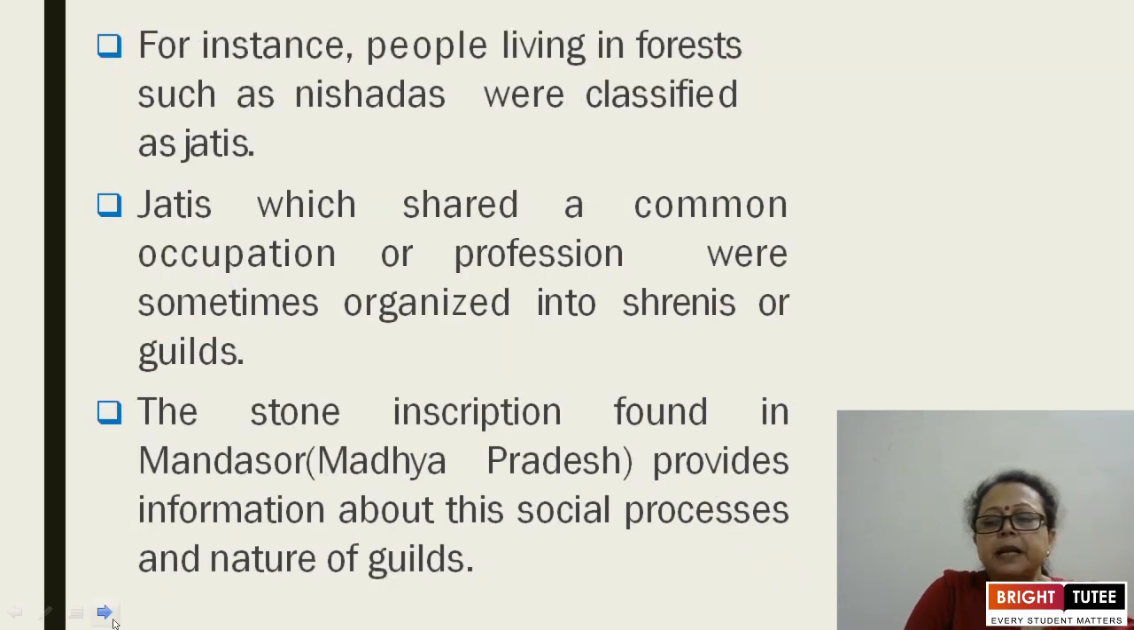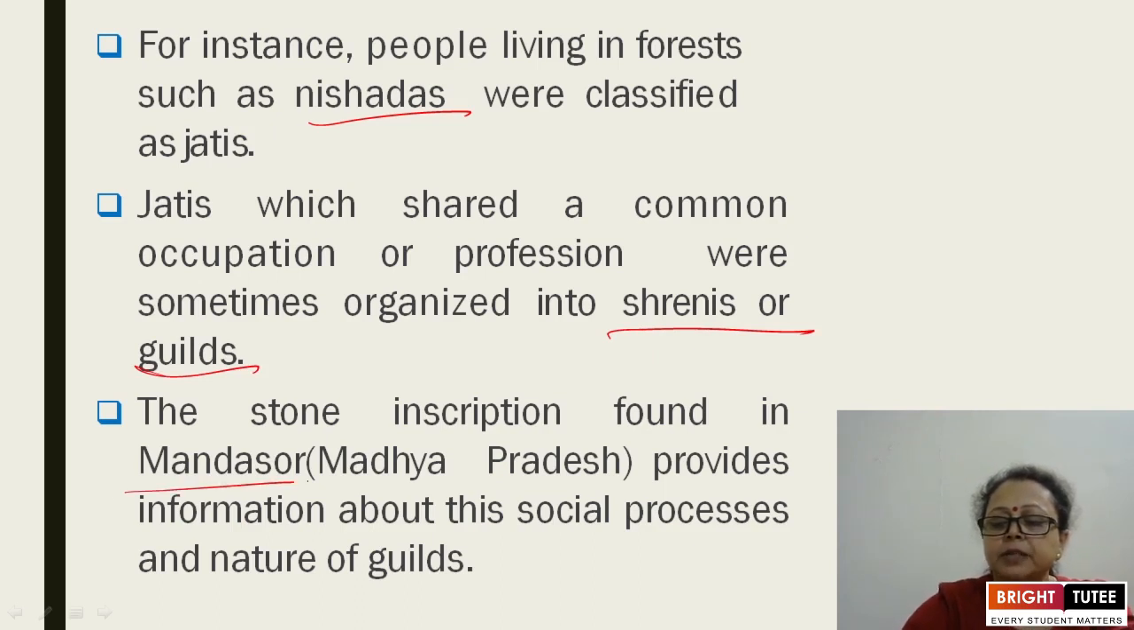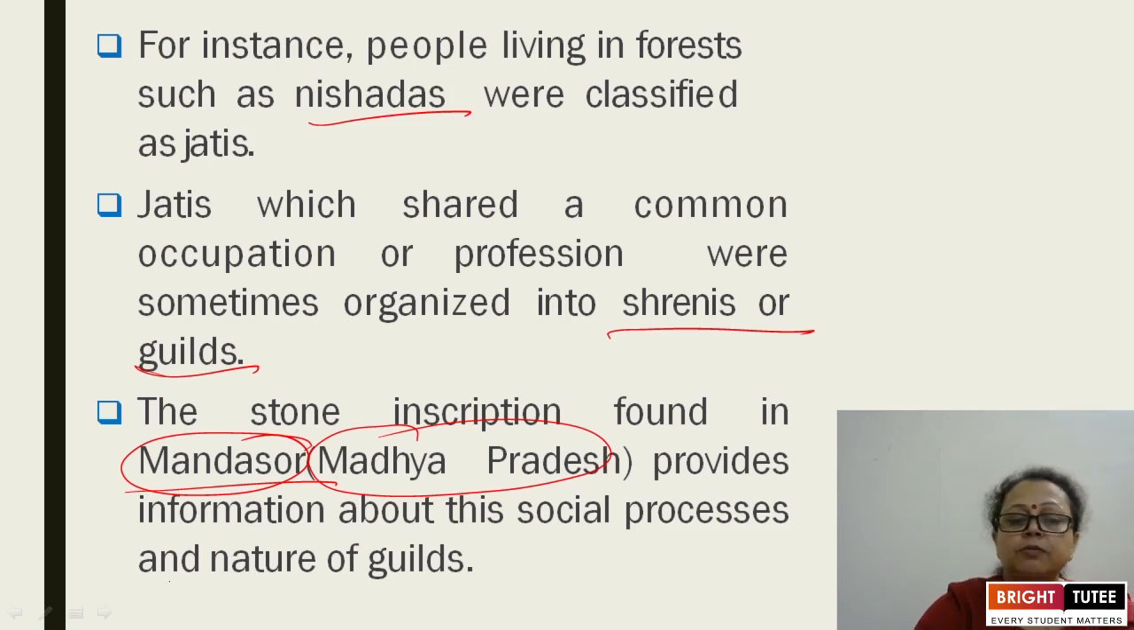For instance, people living in forests such as the Nishadas. An example is Eklavya, a story given in the Mahabharata, who was classified as a Jati. Jatis which shared a common occupation or profession were sometimes organized into srenis or guilds. The stone inscription was found in Mandsaur, present day Madhya Pradesh. In those days it was known as Mandsaur, now that is Madhya Pradesh. It provides information about this social process and the nature of guilds.